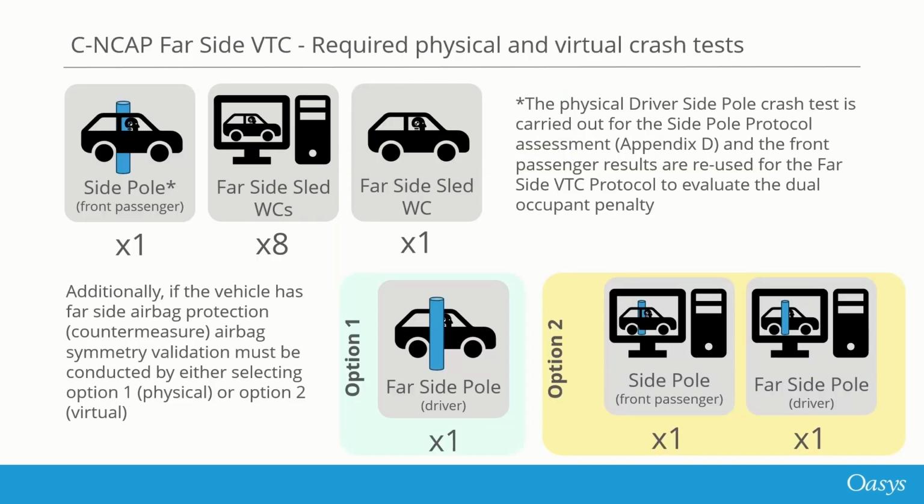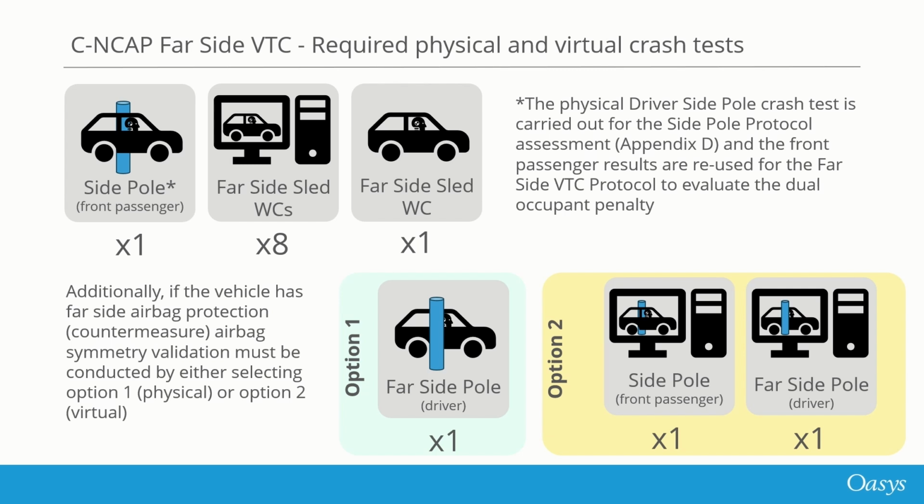So to start with, let's look at the required physical and virtual crash tests. This protocol is fairly confusing with lots of requirements, so I thought it would be good to start with a high-level summary of what's needed. Firstly, you'll need to have conducted a physical side pole test where the barrier is hitting the driver's side, and that's required as part of the side pole protocol assessment, which is outlined in Appendix D of the C-NCAP protocol documents. Next, you'll need to conduct 8 simulations of the working conditions.